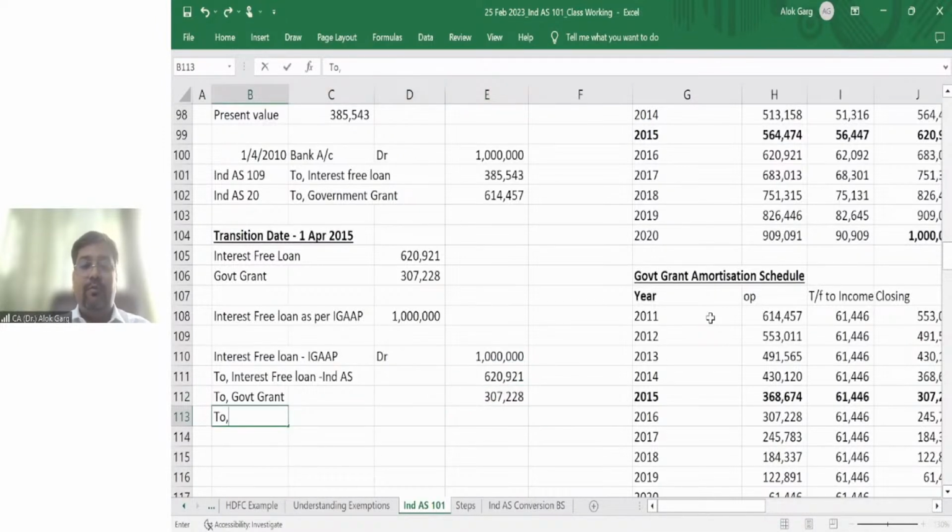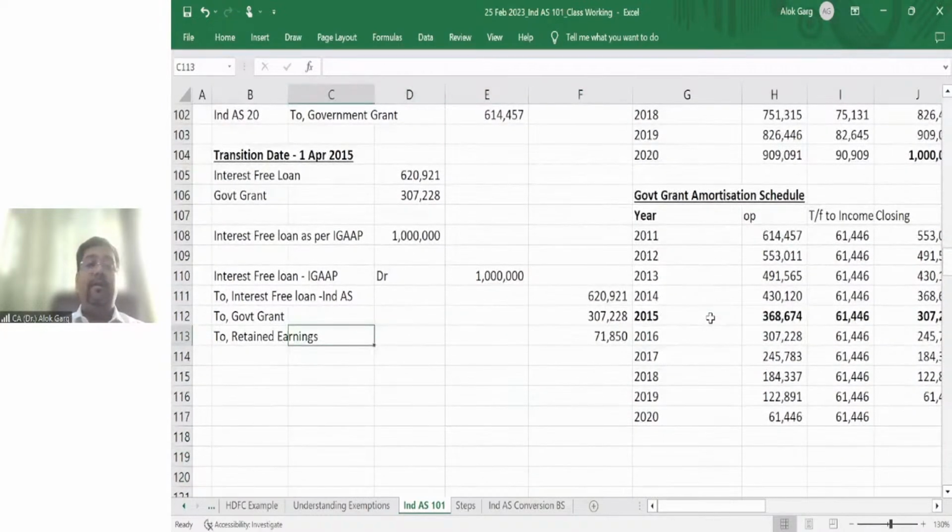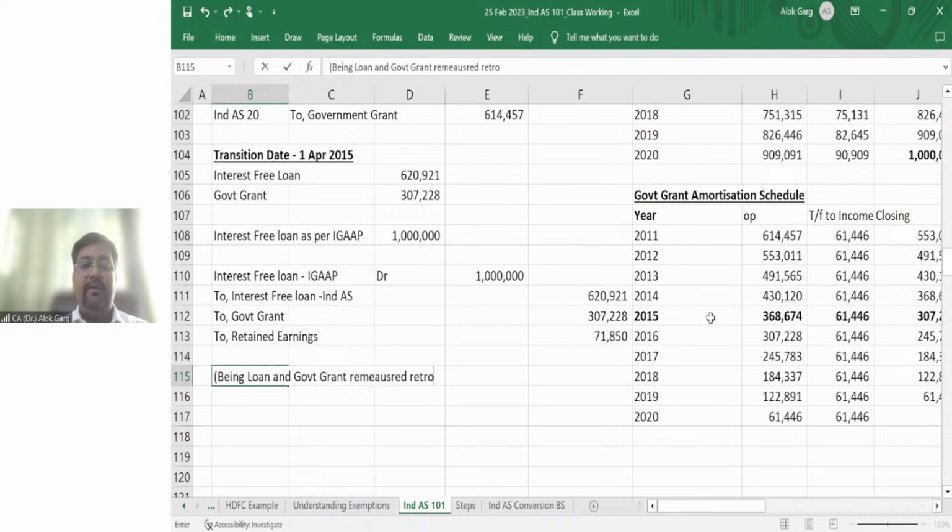The difference will go to retained earnings. This minus this minus this, 71850. This is the accounting entry, right? Being loan and government grant remeasured retrospectively on the transition date.